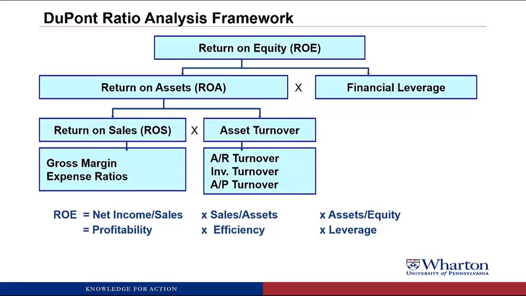Let's start by bringing back up the DuPont ratio analysis slide. I've added a couple boxes to what we had last time. Below return on sales, we have some additional ratios that'll let us drill down into profitability, things like gross margin and various expense ratios. And below asset turnover, we can look at turnover ratios for individual assets like receivables and inventory and liabilities like accounts payable.